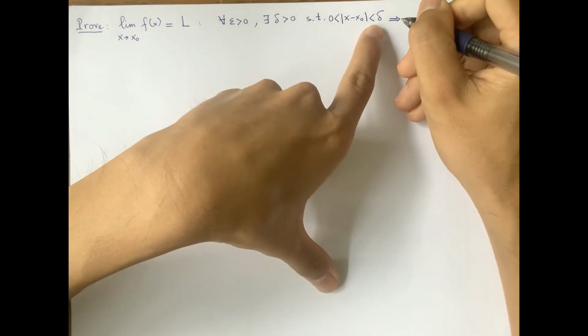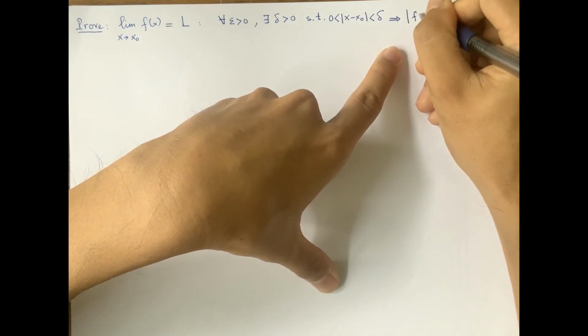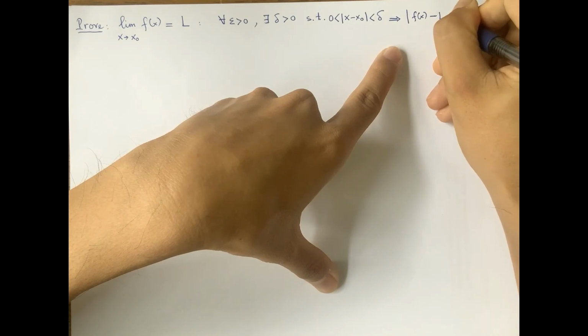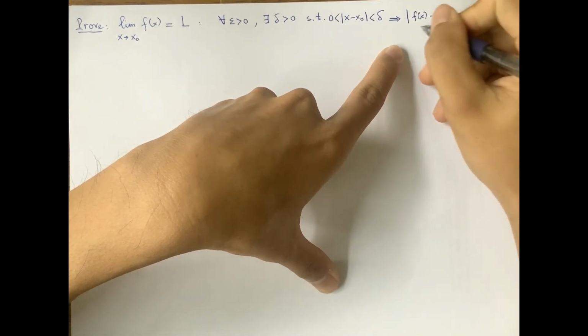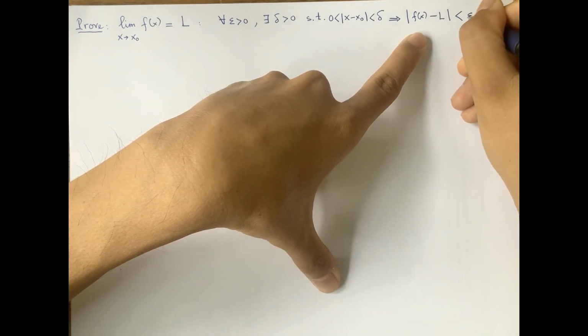Whenever x satisfies this inequality, this immediately implies that f of x will be close to the value L. So in other words, the difference between f of x and L, the absolute value, meaning the distance between them, has to be less than epsilon.